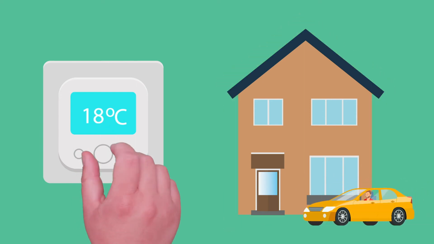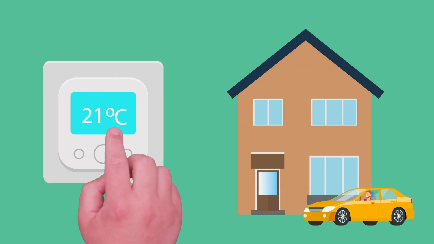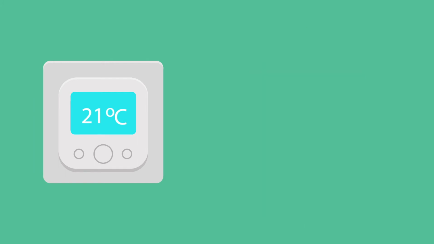Then set it to a comfortable temperature between 18 and 21 degrees when you are at home. Unless your routine changes significantly, you shouldn't change the settings. Heat pumps are best left alone.